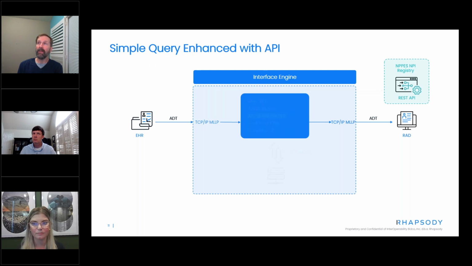So go ahead and advance, Dan. This is the last progression here. We still have that API query in there, but now we're using the best of both worlds. We have our local table lookup, and if it's not present, we go out to the registry, do the lookup, and update our table, and off we go.